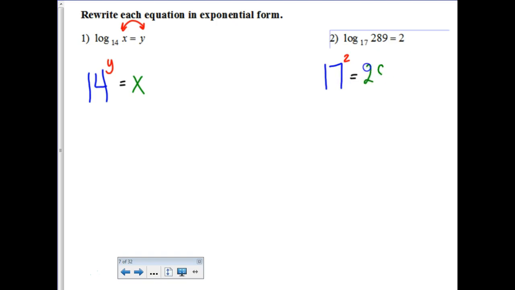Now that one's kind of nice because that should make sense, guys. 17 to the second power is 289. So if they're strictly numerical evaluations or rewrites, then you should be able to kind of double check with math. Like, yeah, that is right. When it's variables, you won't be able to check it.